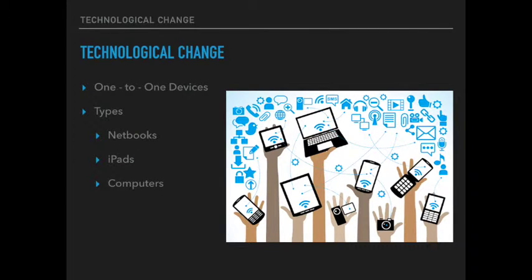Starting out, let's talk about what technological change could look like. This is pertaining to one-on-one devices, which means one child per every device. The different types of technology that could be used, but definitely not limited to, are netbooks, iPads, and computers. My recommendation is looking at the grade level in which we'll be using that technology and deciding from there which will be most beneficial at each grade level, because as we all know, kids at different grade levels need different things to help them be successful.